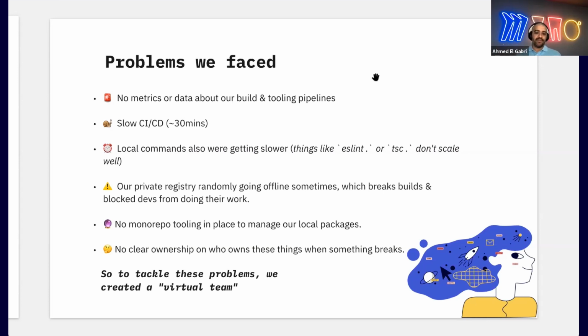What is a virtual team in Miro? A virtual team means that this is not a full-time dedicated team. Right now we are around five engineers. Every one of us is dedicating around 15 to 20% of their time to work on this. In the future, we might actually have a fully dedicated team to work on this full-time.